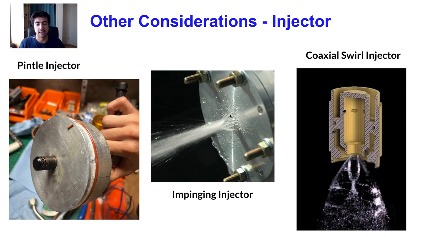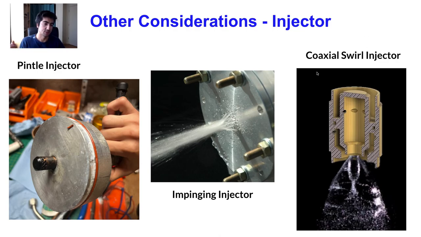Another very common design, not too complicated, is an impinging injector, and this is just forming holes that aim at each other, and you can see that here, such that when you flow your propellant through them, the streams slam into each other, and again, you get that atomization occurring. So you're taking a stream and converting it to a bunch of smaller droplets that we can then ignite.